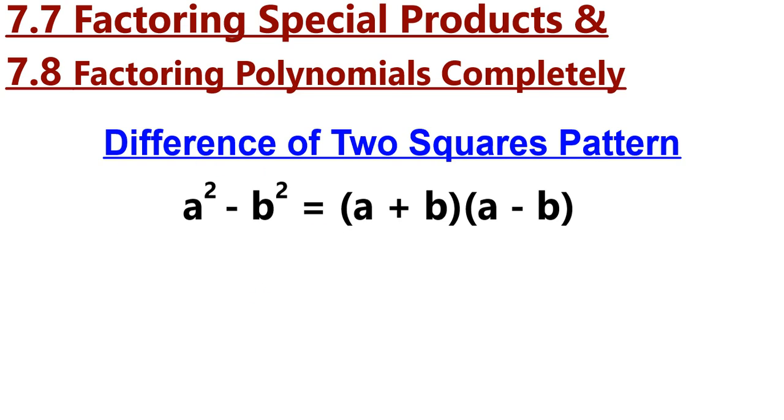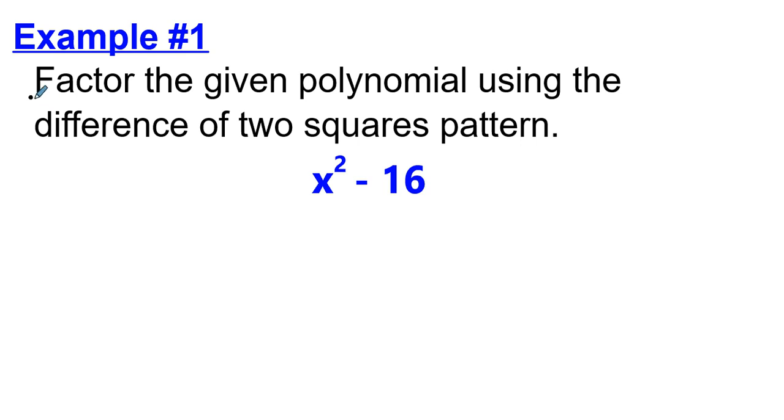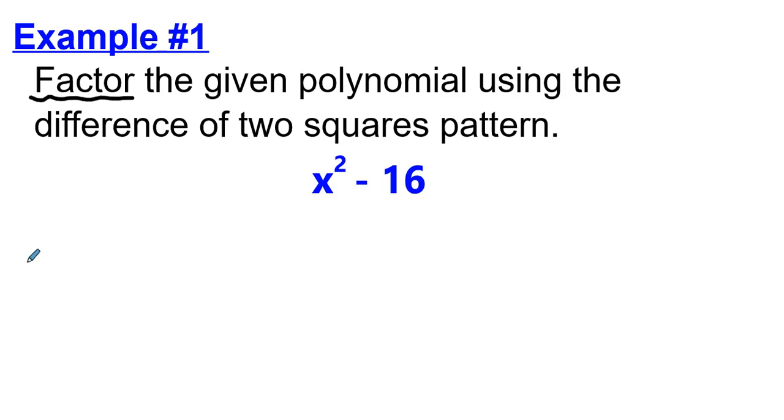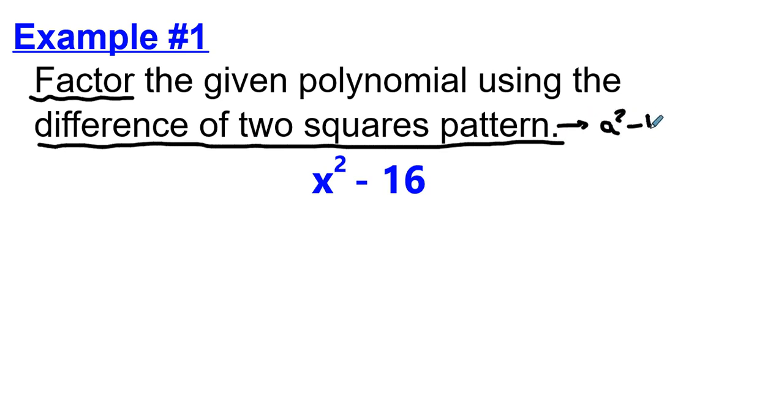All right, let's try an example. So it says factor. So again, factoring means starting with an expression and breaking it down into a product of expressions. So factor the given polynomial using the difference of two squares pattern. The difference of two squares pattern, that's what's on the last slide. That is that a squared minus b squared equals the quantity a minus b times the quantity a plus b.